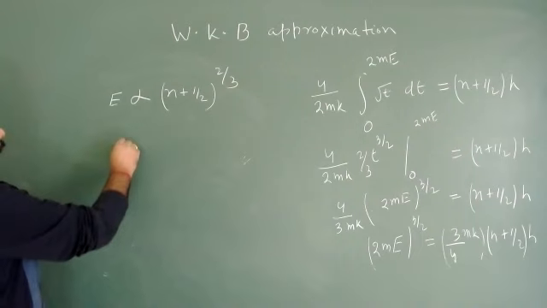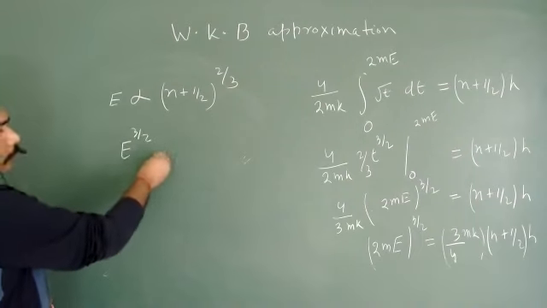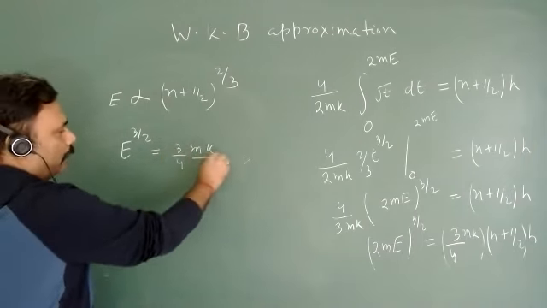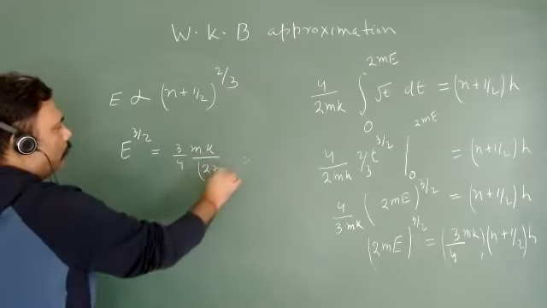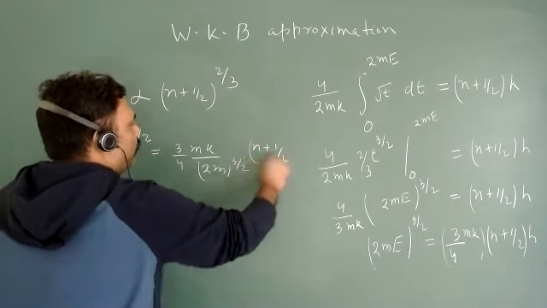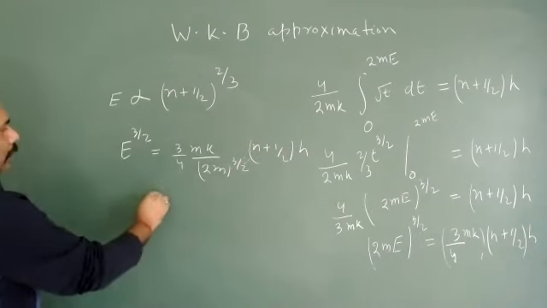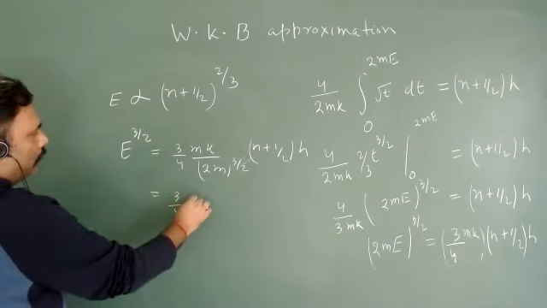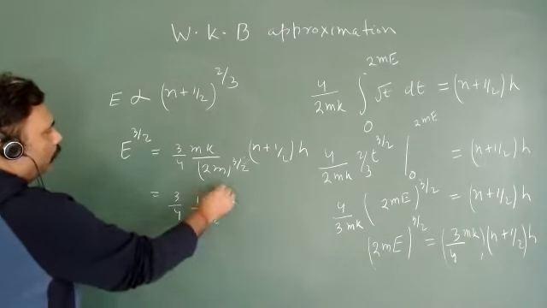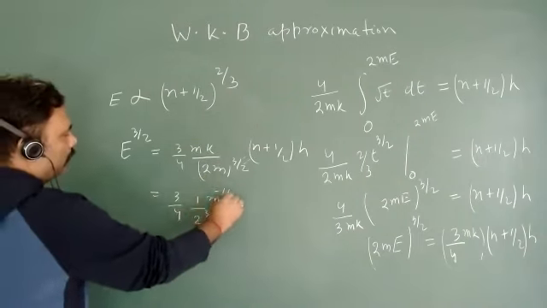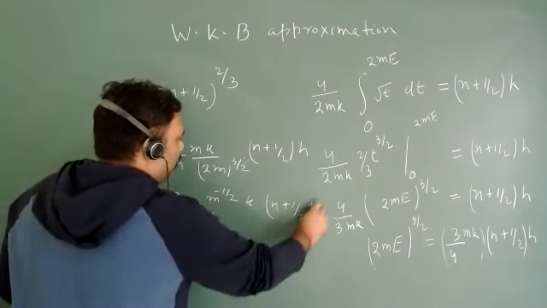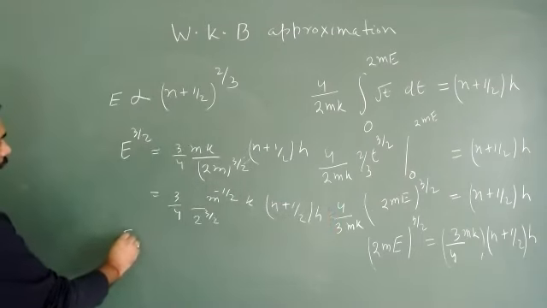So what is this value? This value is E to the power 3 by 2 is equal to 3 by 4mk upon (2m) to the power 3 by 2 into n plus half h, and this value is 3 by 4, and we have 2 to the power 3 by 2, m to the power 1 minus 3 by 2 is minus half, and k, n plus half h, and now you can put the value of E.